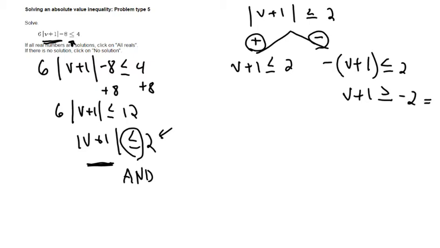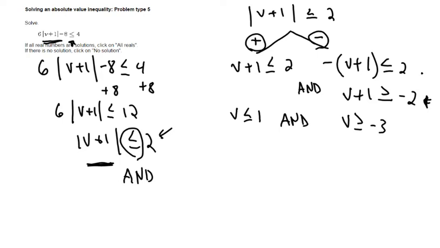Now, most textbooks start here, and you're welcome to start here if you want to. I just like to show this previous step just so you can see where this comes from, why it's negative, why the direction of the inequality switches. So now we have two inequalities joined by the conjunction and, and we just have to solve each one. So this gives us simply v is less than or equal to 1, and this gives us v is greater than or equal to negative 3, joined by the conjunction and.